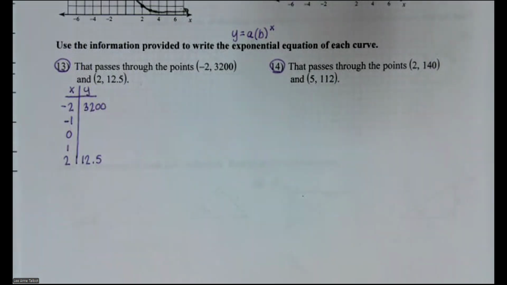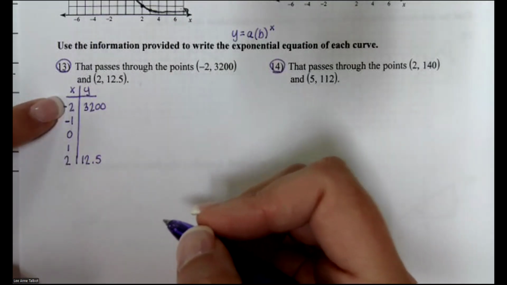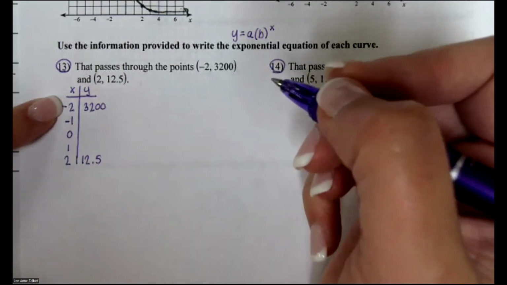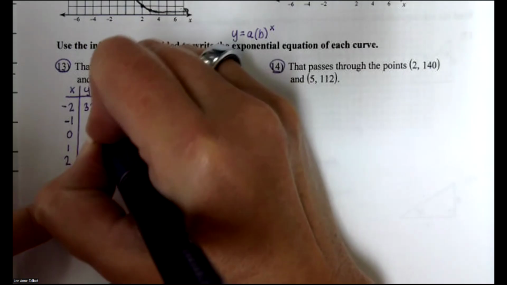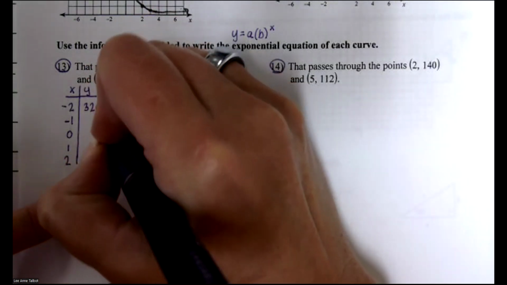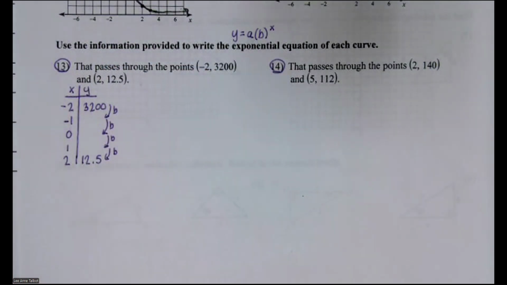Okay. Next thing you do is you count how many b's it takes to get from the top to the bottom. So 1, 2, 3, 4. It takes 4 multipliers to get from -2 to 2.